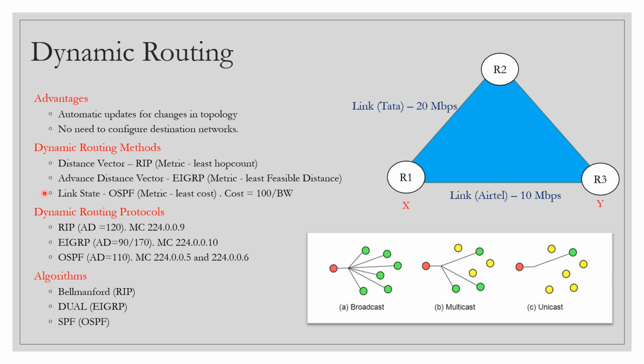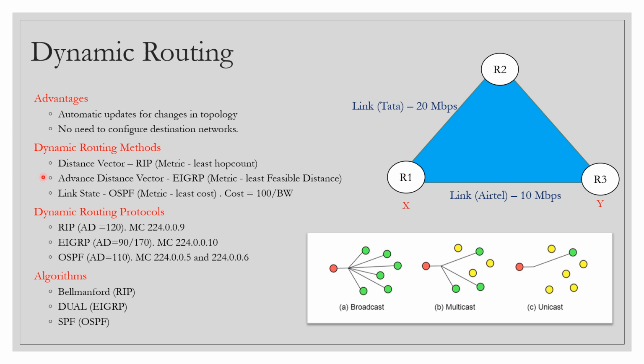OSPF, that method of routing, is called link state. Now cost, like I said, is 100 divided by bandwidth. So for Airtel the cost is 100 by 10, which is 10, and for Tata it is 100 by 20, which is 5. So definitely the least cost is the Tata path, so that's why OSPF will choose this path to reach R3. As simple as that.